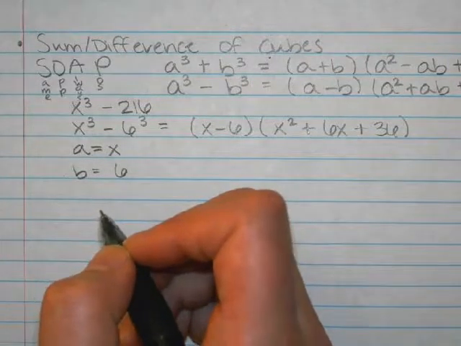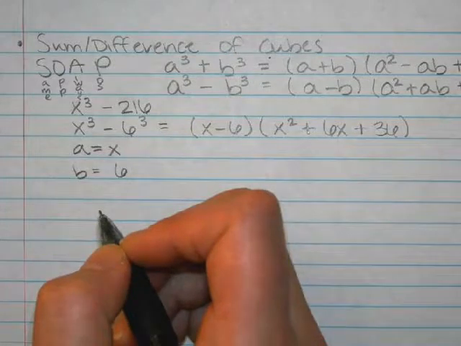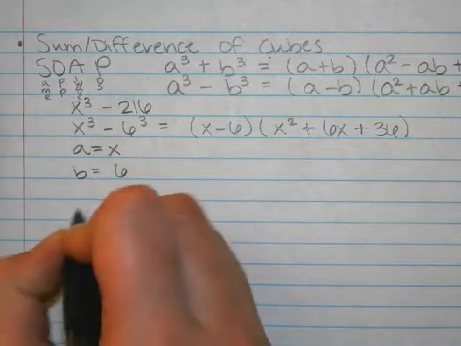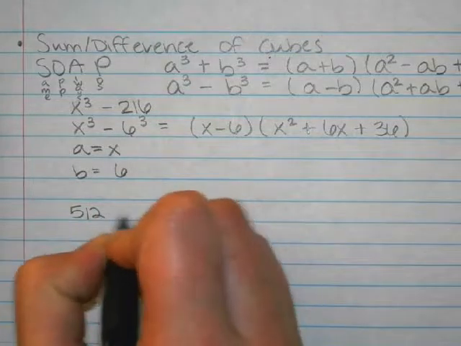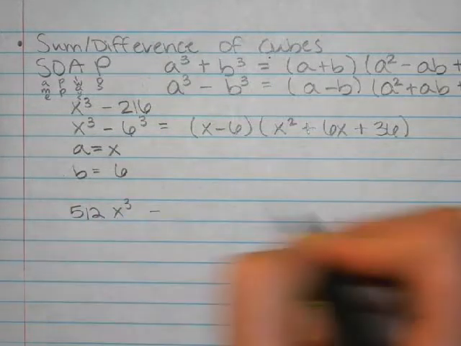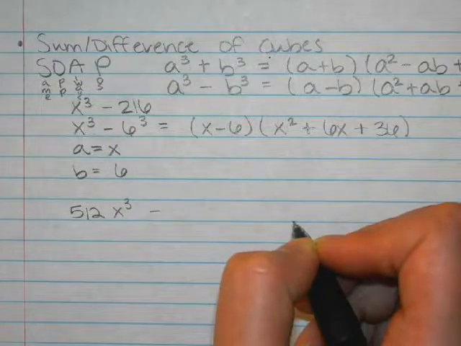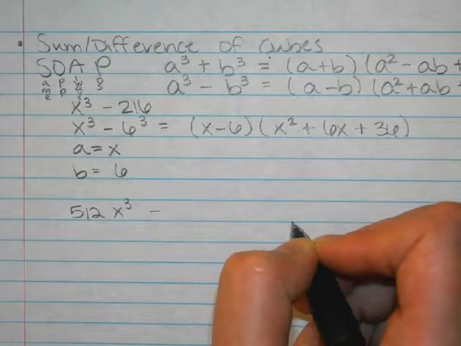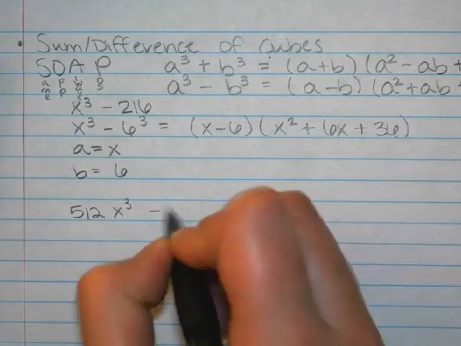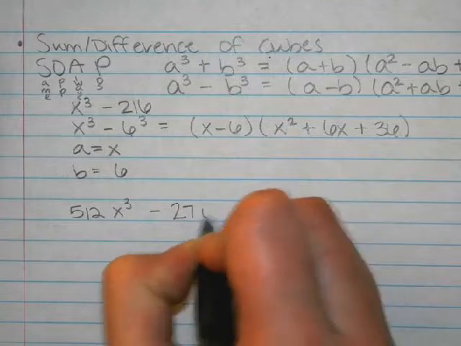Yeah. 512. What cubed is that? Wait, 8? Is that 8 cubed? Okay. So we'll do 512x cubed minus... Anyone know what 3 cubed is? Starts with a 2. 27. Okay, we'll do this one. Minus 27y cubed.